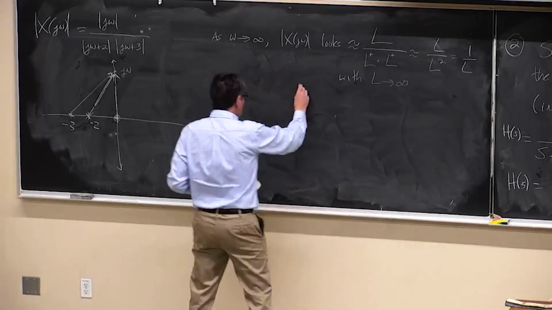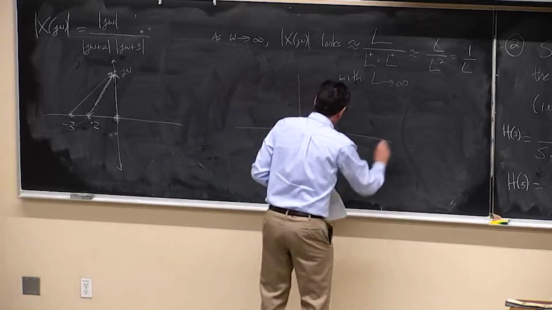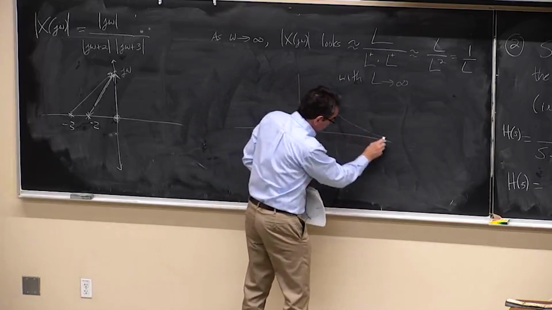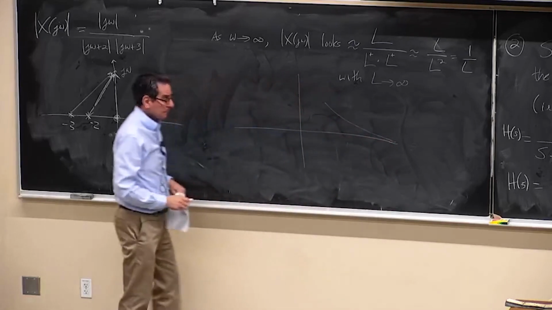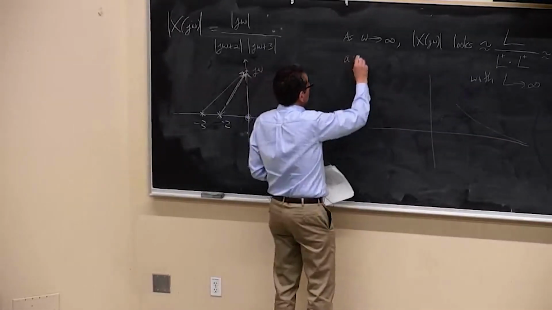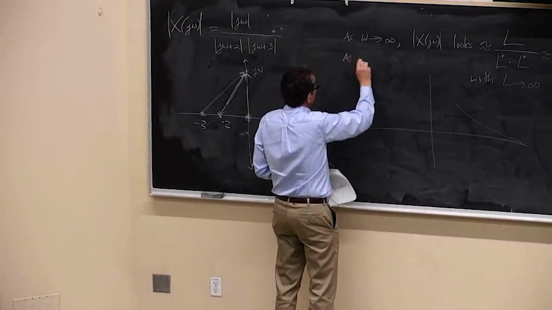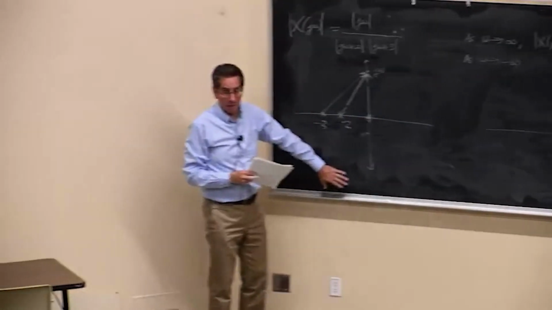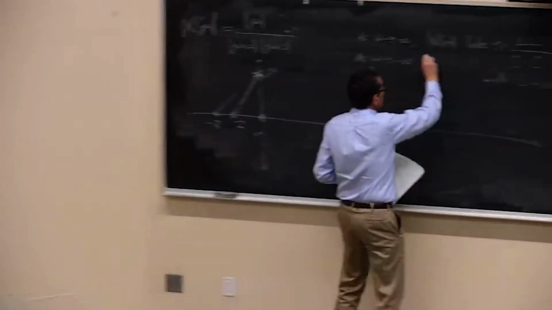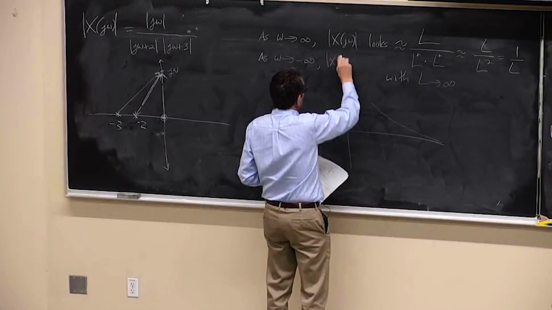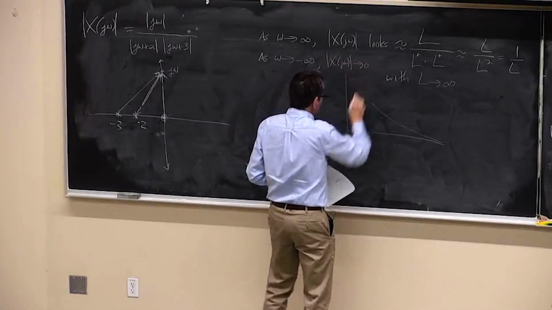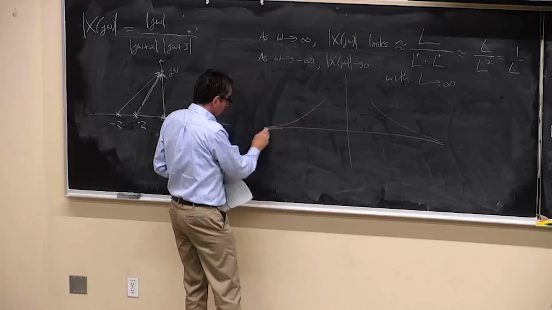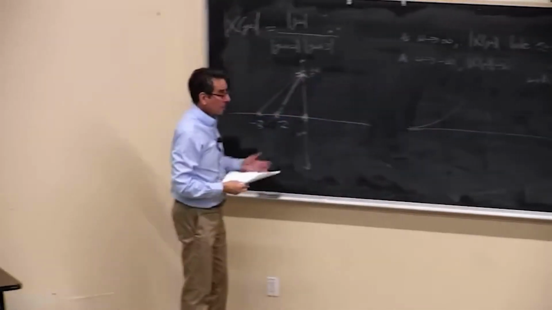So what we know, just from that pole-zero plot, is that the frequency response is going to go like this. And as omega goes to minus infinity, it's the same story. It's just the completely symmetric picture. The magnitude of X of j omega goes to 0. So we know it looks like this. Now, what about in between?